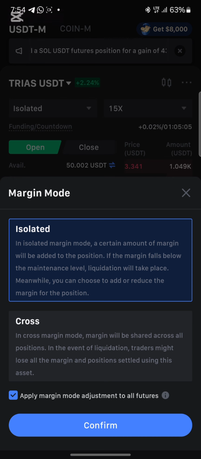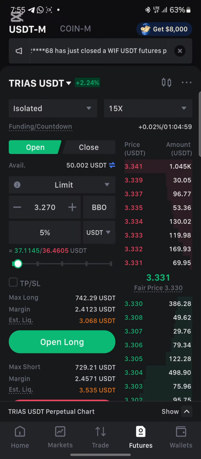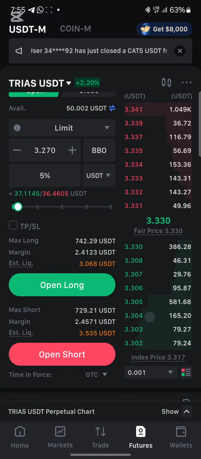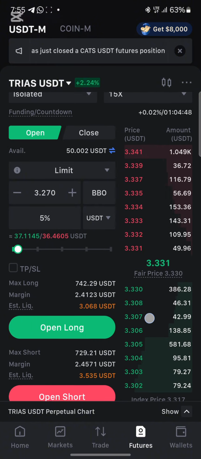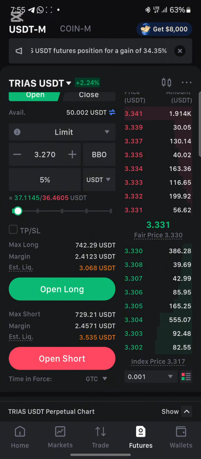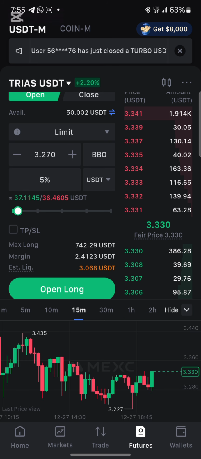There is another way to manage isolated margin. You can add up margin. If you are at the risk of getting liquidated, you can keep adding up USDT to increase your chances of not getting liquidated. So that is it, guys. You have to note this.